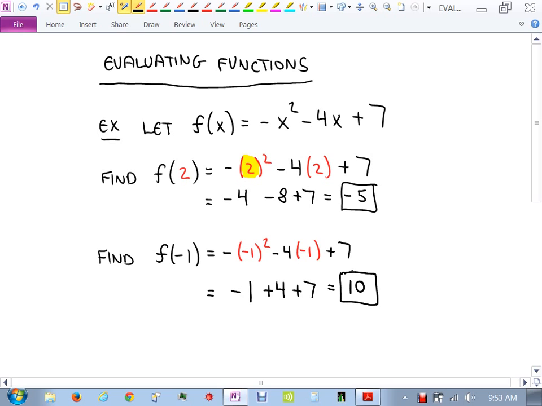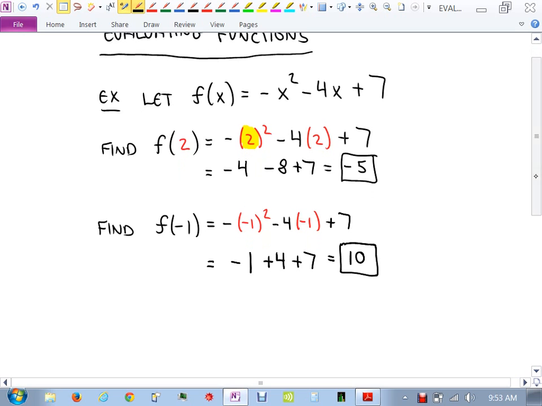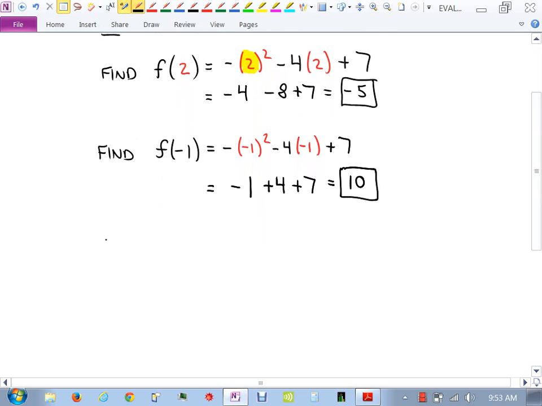Most of us have evaluated functions, right? Seen that somewhere before? Okay, how about this though? Same function. Find f of negative 2m.